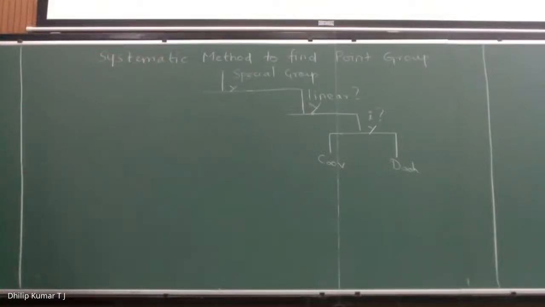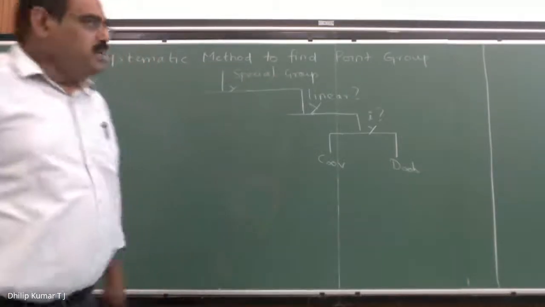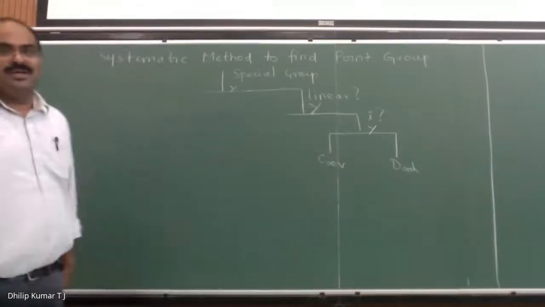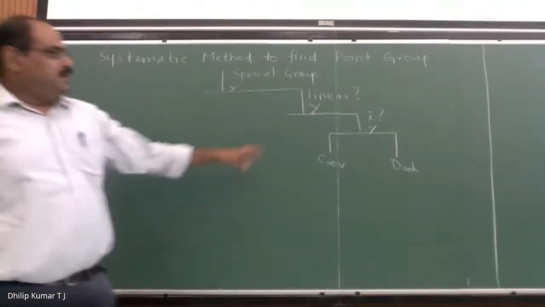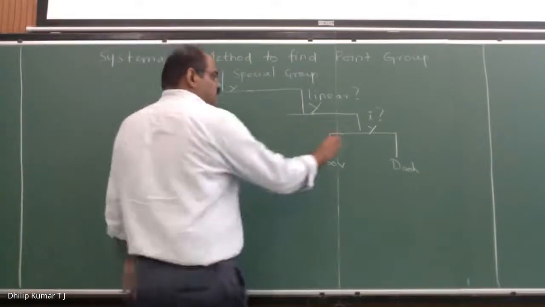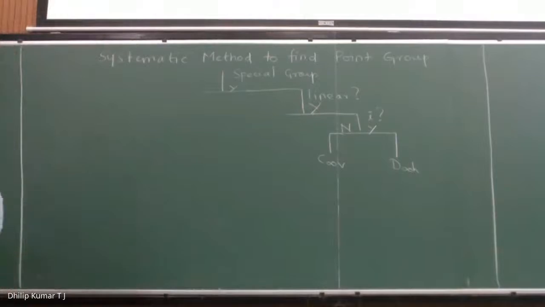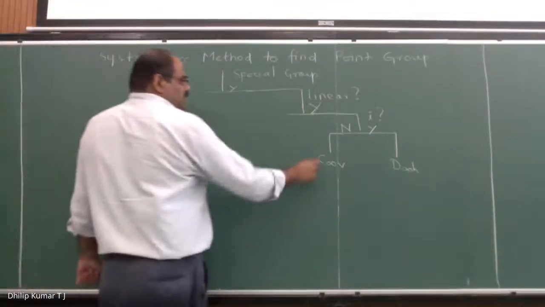Okay, so this is the way. I mean, the molecule is linear, and then it has i, then you call it D infinity h. The molecule is linear and it doesn't have i. So here, no, answer is no. Okay. So what are we writing? Left answer is no. So that is C infinity v.